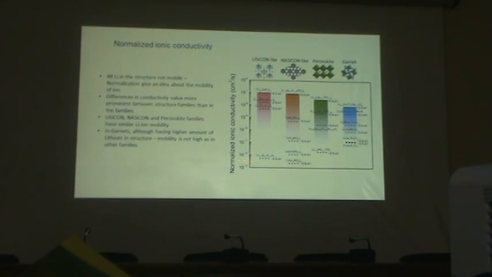And in garnets, there is definitely a higher amount of lithium, but it is not as mobile as in the other families. That's why you get lesser conductivity when you normalize the conductivities.